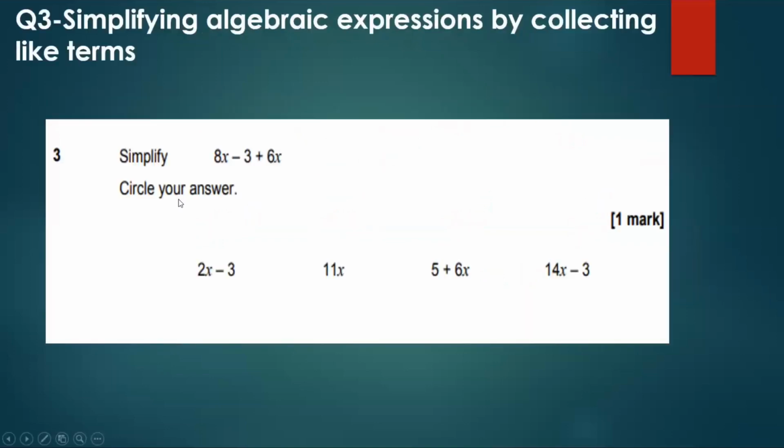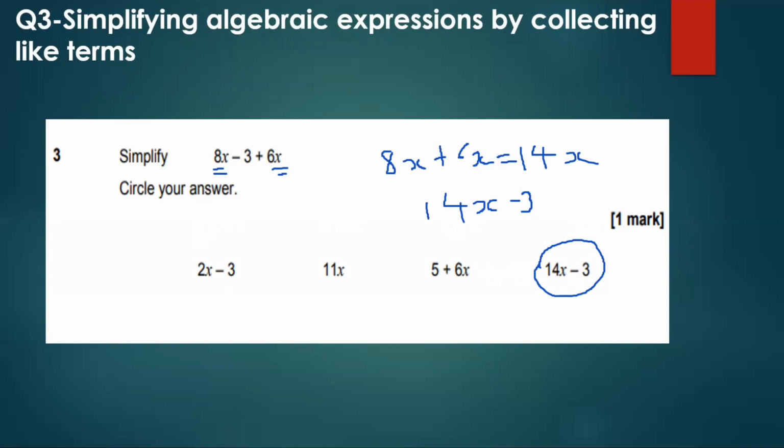Right, guys, question number 3 says simplify 8x minus 3 plus 6x. Circle your answer. So collecting like terms. 8x and 6x are what I call like terms. So 8x add 6x is equal to 14x. 8 add 6 is 14, and then we've also got the x on the end. And then I've got the minus 3 as well. So it's 14x minus 3. So I'm going to circle option number 3. So that's question number 3, guys.